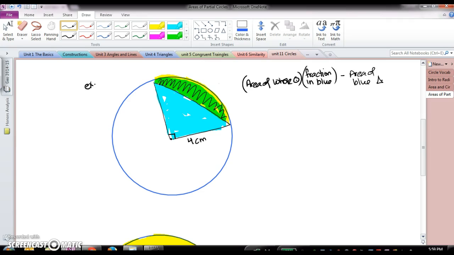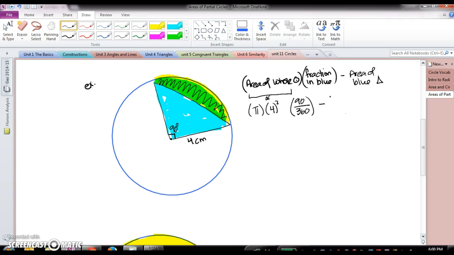All right, so now that we've got a plan of attack, let's start throwing some numbers in here. Area of the whole circle, so that's pi r squared, so it'd be pi times 4 squared. So there's the area of the whole circle, times the fraction in blue. Well, this angle measure is 90 degrees, so that's 90 out of 360 total all the way around, minus, now I'm going to take away the blue triangle.